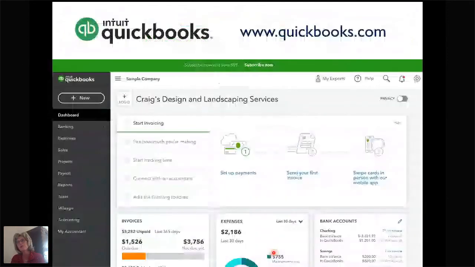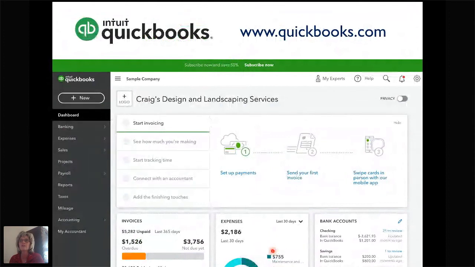Now, there's no free plan with QuickBooks, but what I'm showing you here is a demo account. It's a fake business that's already set up where you can play around with a bunch of the features. They have a landscape business, Craig's Design and Landscaping Service, is what they show here. And you can just Google QuickBooks tutorial or QuickBooks demo, and that's what's going to come up for you.